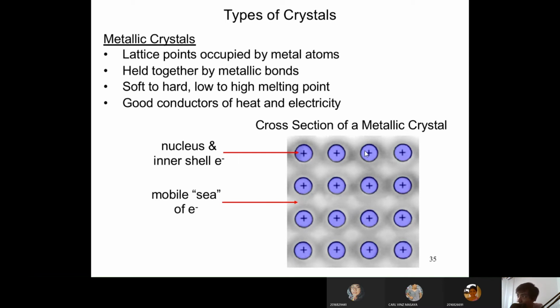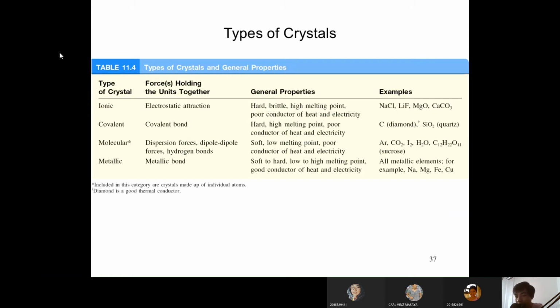So, these are your nucleus, no? And ito yung mga electrons, no? Yan yung sea of electrons that hold the atoms together. Okay? Metallic crystals yan. Okay, so yan yung mga types ng crystals natin, no? Crystalline solids: ionic, covalent, molecular, and metallic, no? So basahin nyo na lang yan, no? Nasa PowerPoint naman. So next one is amorphous solids, no?